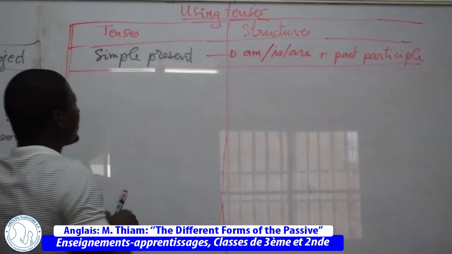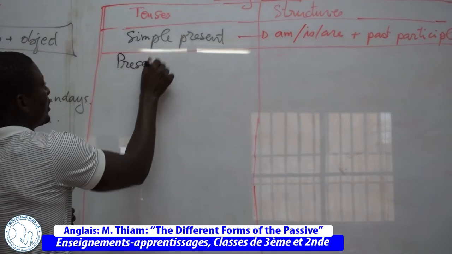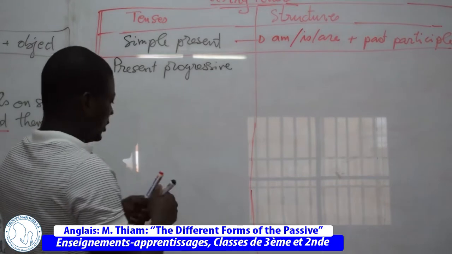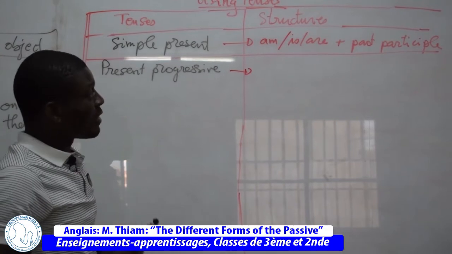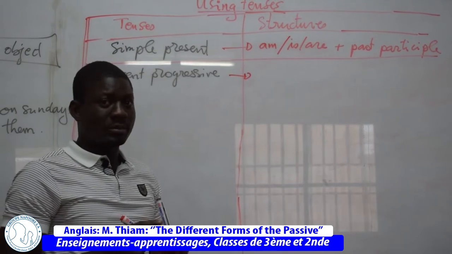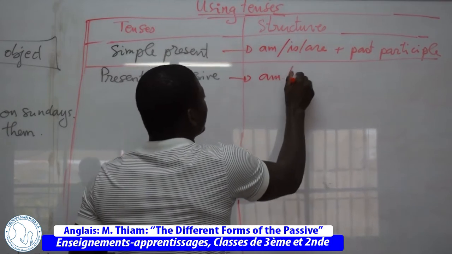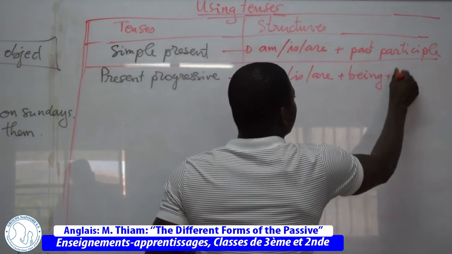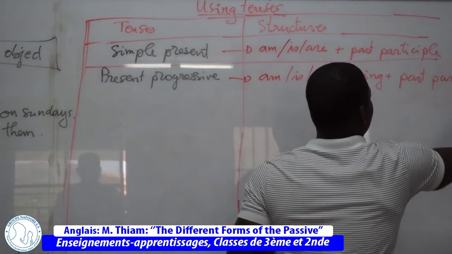All right. After the simple present, we can have, for example, the present progressive. Now, the structure of the present progressive in the passive form. Okay? Remember, these are structures of tenses in the passive form, not in the active form. Okay? Let's be clear. Now, am, is, or are plus being plus past participle. Okay?